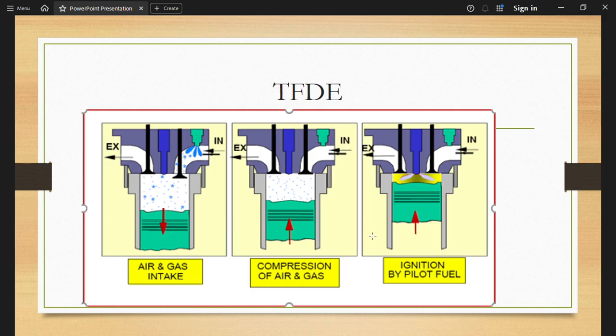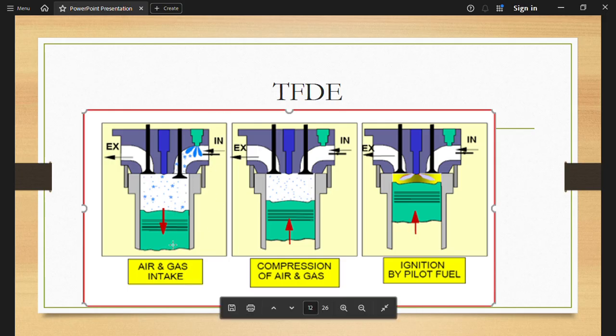TFD, compression of air and gas. So in TFD, you will have compression of electric, as we saw. Now this is gas injection, air and gas intake. You can see while the piston is coming down, air and gas is getting taken in, so the valve is opening. And now the compression of air and gases. While the air and gases are being compressed, the valves are shut, the inlet and exhaust ports are shut.